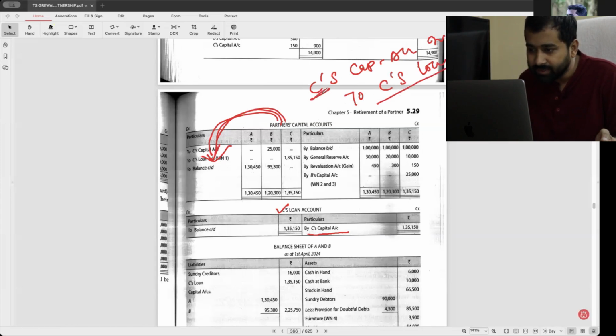Now I am making this one. Can I write as per the ledger? By C's capital, 1,35,150. Now do the tally. Simple, you have not paid yet. If you had paid, I could write bank account here. I have not paid yet, so directly balance carried down, here 1,35,150. Clear this point? Tell me any doubt up to this?